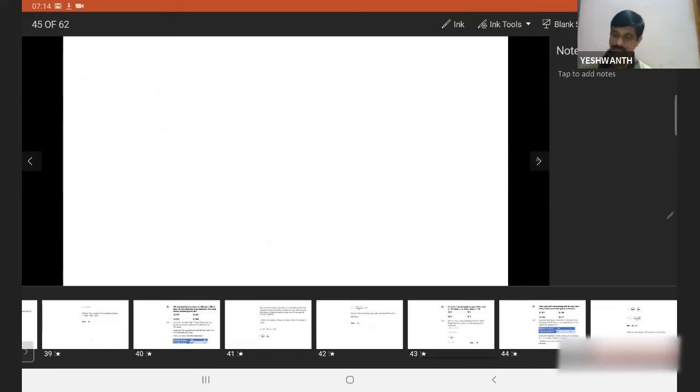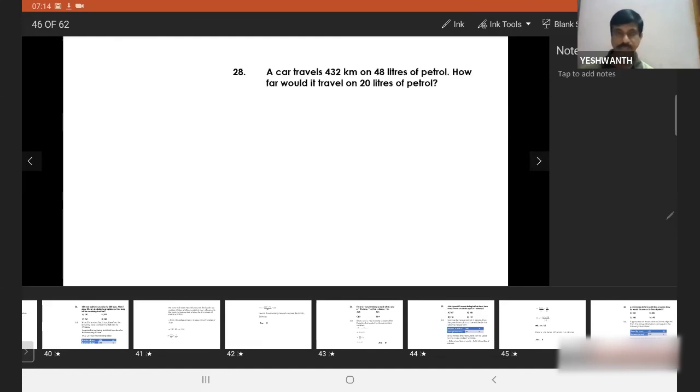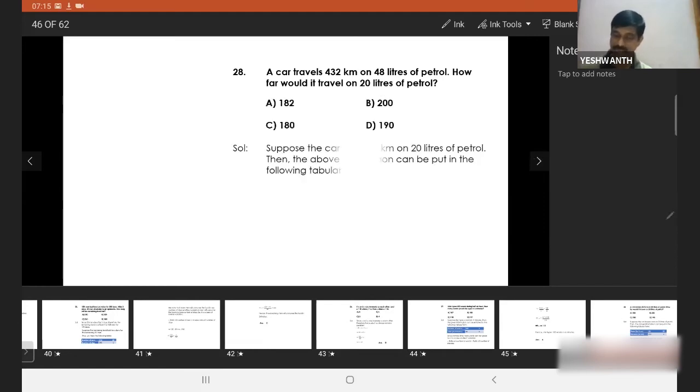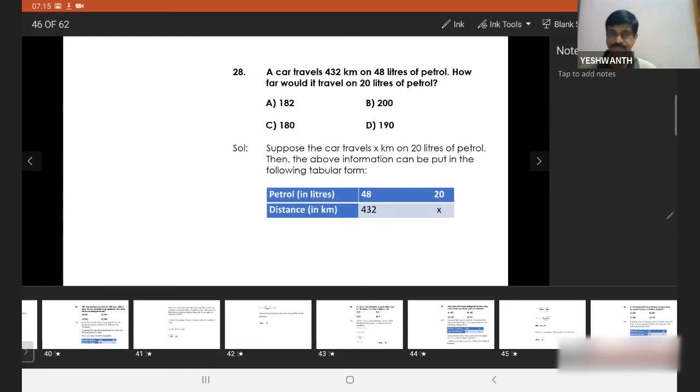Okay, let us go to the next case. Yeah. Now look at this. A car travels 432 kilometers on 48 liters. How far does it travel on 20 liters? See, petrol has decreased, so kilometers also will decrease. If petrol increases, the kilometers increase. So they are directly proportional. So again, cross multiplication type. Okay. First put the tabular form. That is very, very important. You see. Now you take cross multiplication type.